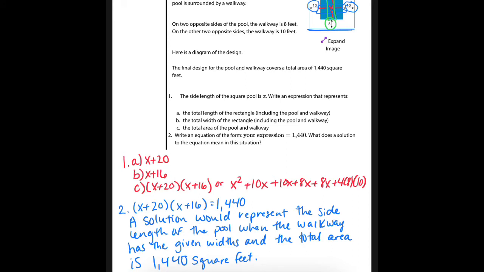And number 2, write an equation of the form your expression equals 1,440, and what does the solution mean? You would write x plus 20 times x plus 16 equals 1,440, and a solution would represent the side length of the pool when the walkway has the given widths and the total area is 1,440 square feet.